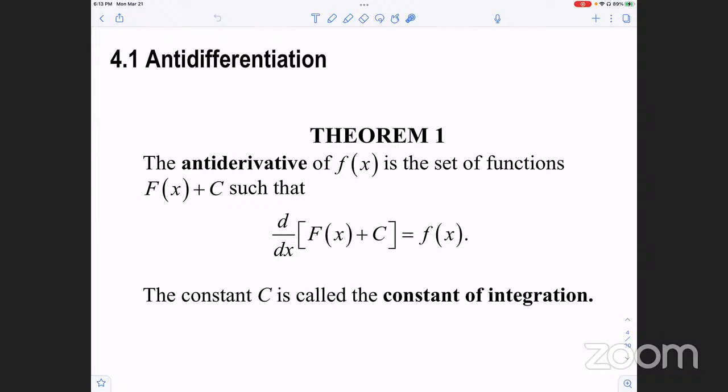Once we start evaluating or finding these integrals, the way you check that you have the proper integral is you take the derivative. Whatever answer you get, when you take the derivative of it, it should give you what you originally started with, right?